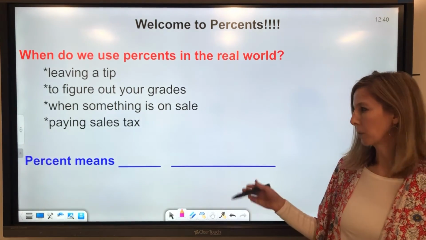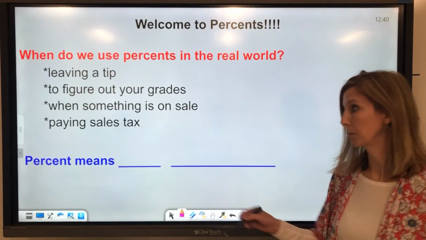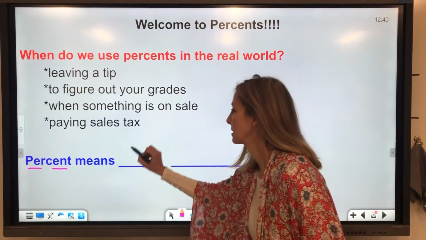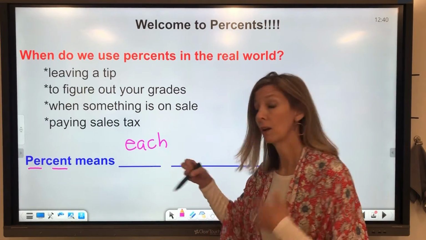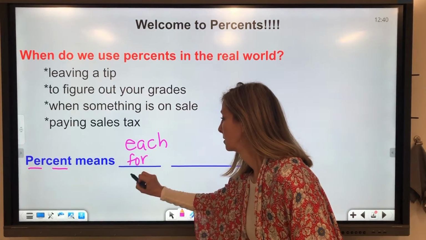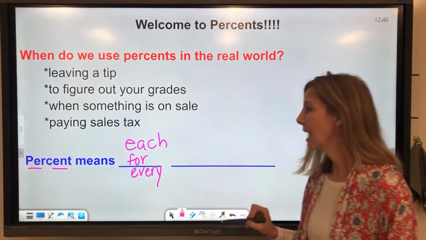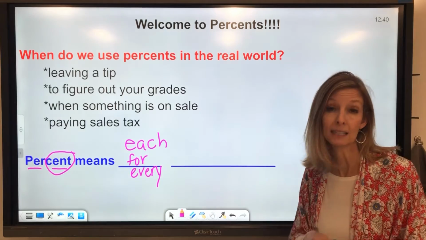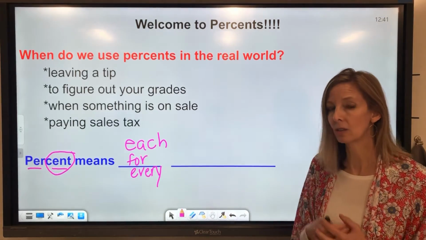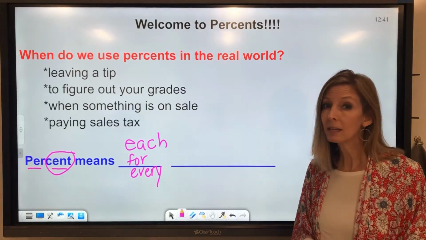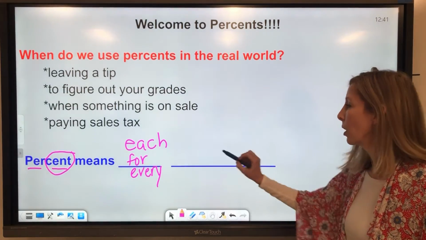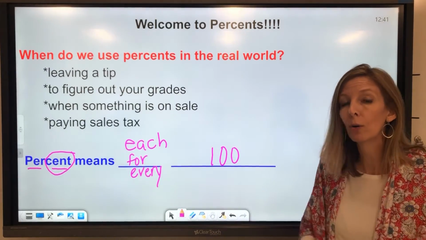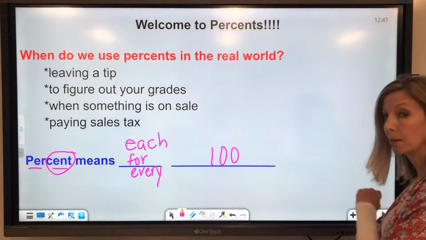So let's take a look at what the word percent actually means. We can think of this as 2 separate words, per and cent. Well, per just means each, or we could say for every. Okay, and then cent. Well, think about the word cent like pennies, right? 1 cent, 2 cents. How many cents are in $1? Or a century. How many years are in a century? 100, right? So percent just means each 100, or for every 100, or per 100. You're going to hear me say that a few more times today.